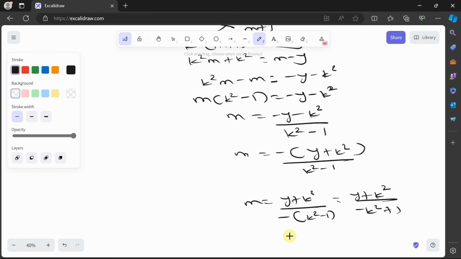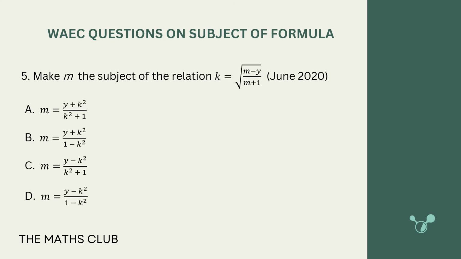So I can arrange it and say m is equal to y plus k squared all over 1 minus k squared, if I just make the plus come first. So this should be our answer. Let's see if we're correct. So we said y plus k squared all over 1 minus k squared. So that is option B.